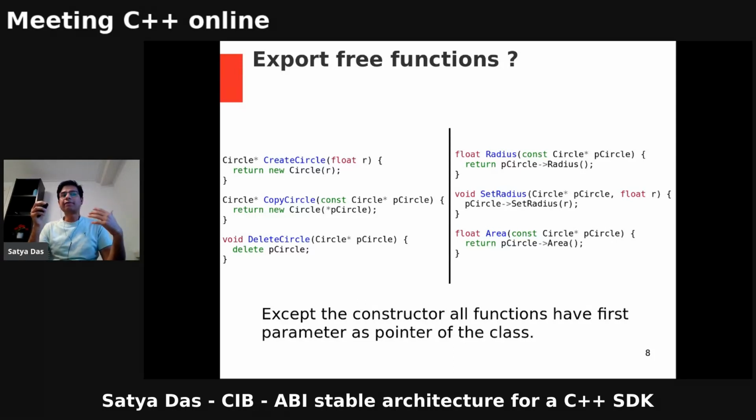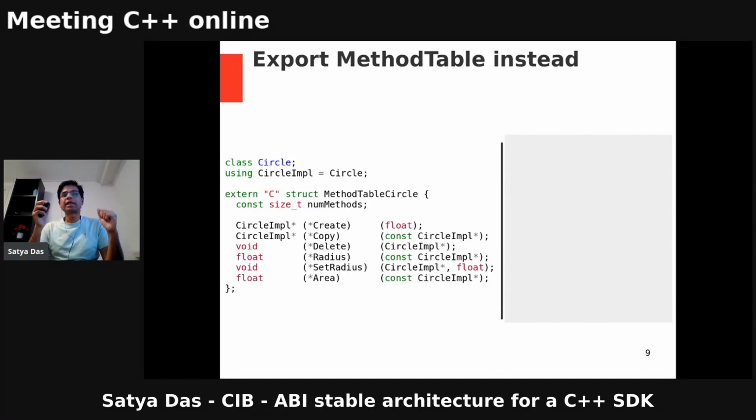But other than that, corresponding to all the methods of the class, we can have a free C-style function. And we can export these functions from the library. And on the client side, we can build a class. I will show you how. But I have a slightly different idea, and I will explain why. So my proposal is that instead of exporting these functions from the library, we can export something I call a method table.